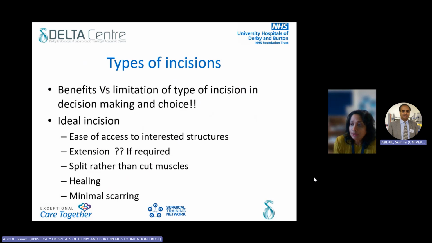When you're making a choice of what type of incision, you need to understand the benefits and the limitations of each type. So the ideal incision obviously needs to have access to the organ of interest. It should be extendable if required. Muscles heal better if they are split rather than cut, and you need to think about healing afterwards as well. And aesthetically, you want an incision that is most likely to produce minimal scarring.